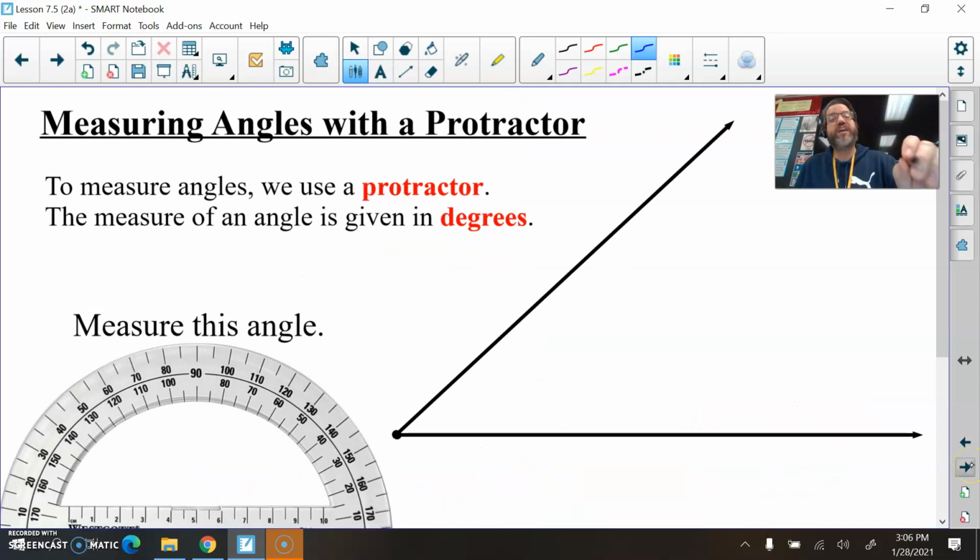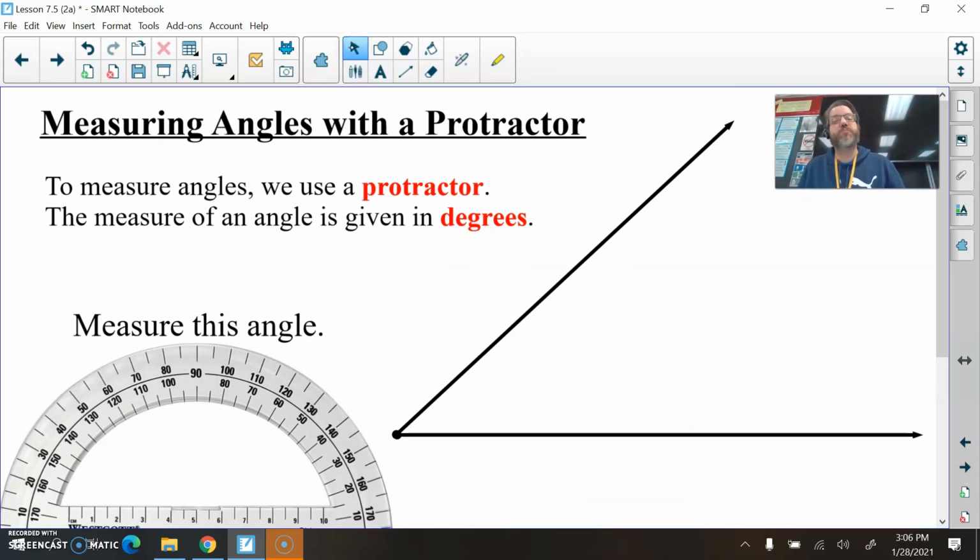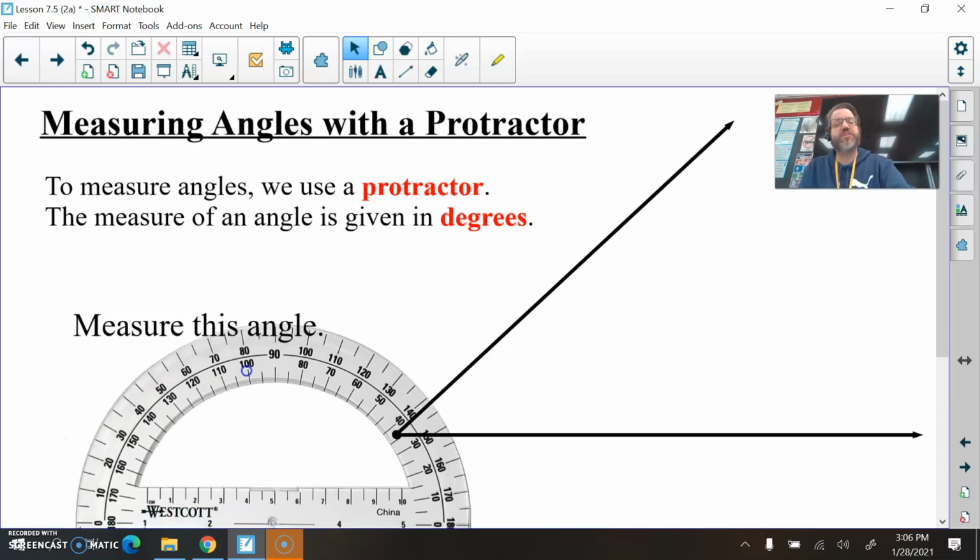All right, now we can measure angles using a protractor. I won't have you doing that this year, just because it's hard to do with the hybrid model, and especially for those of you that are at home all the time, you might not all have protractors. And I'm not giving you worksheets. Everything we're doing is in Google Classroom. But I just want to show you how a protractor is used.